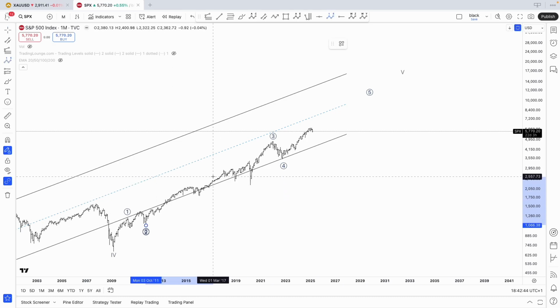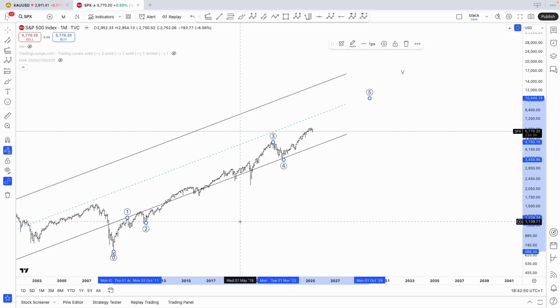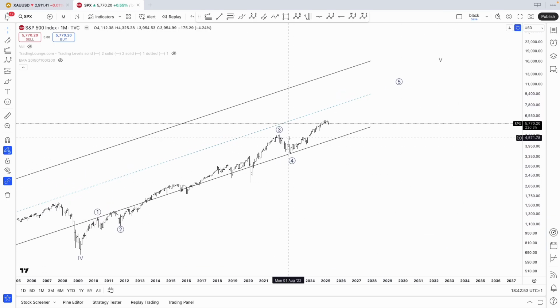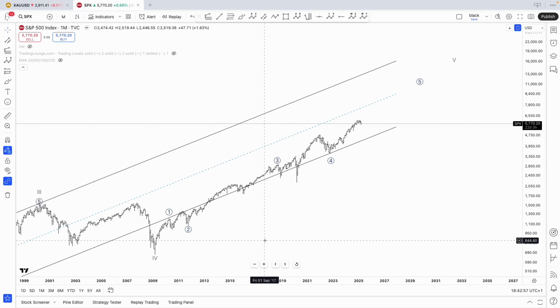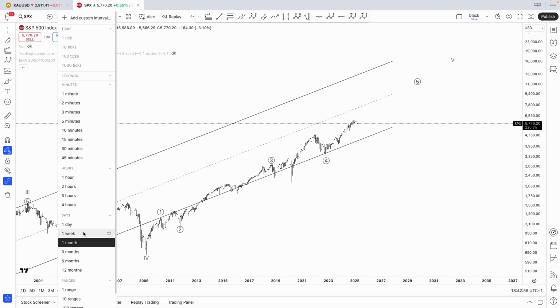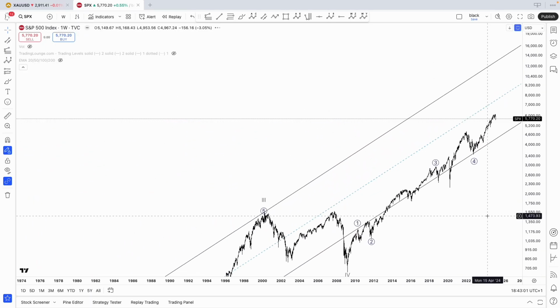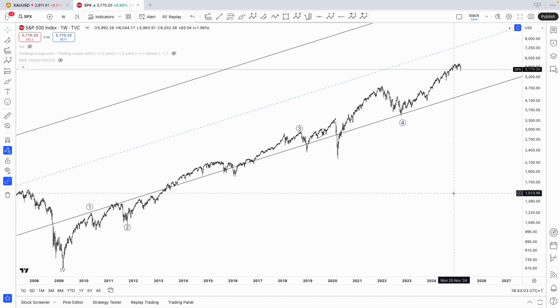Oh no, because wave 3 is the shortest. Wait a minute. Sorry, I messed up. So one way to look at it is to go on the weekly, that's for sure. Oh, that's much better.